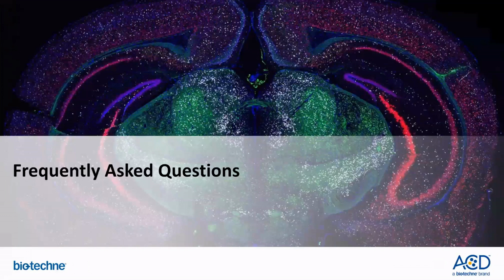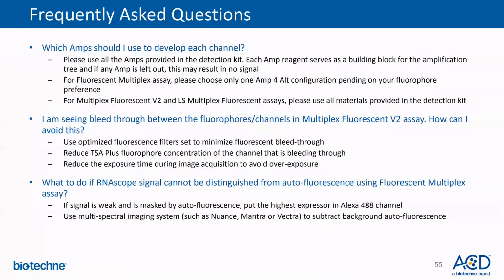We will now go through some frequently asked questions for the multiplex fluorescent assay. Which amps should I use to develop each channel? Please use all the amps provided in the dissection kit. Each amp reagent serves as a building block for the amplification tree, and if any amp is left out, this may result in no signal.